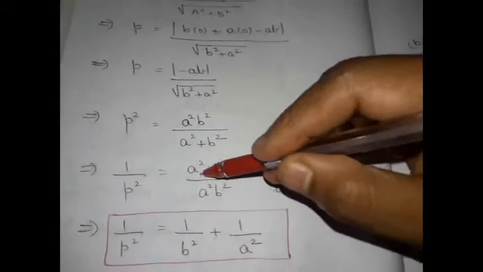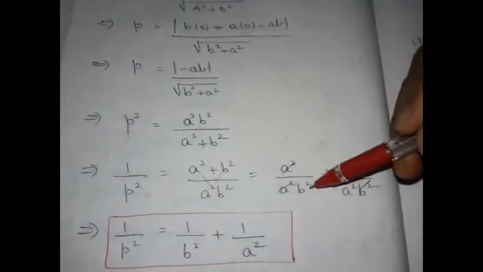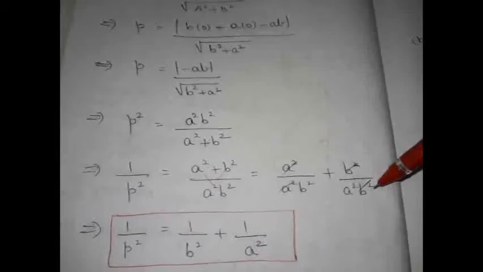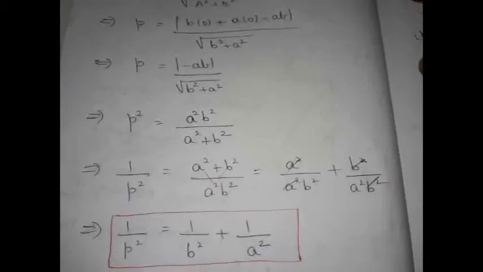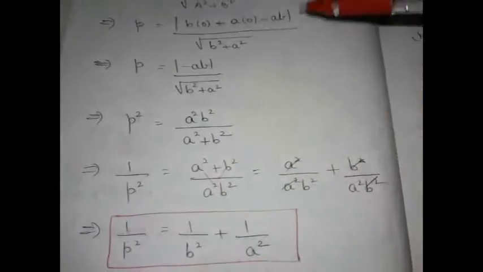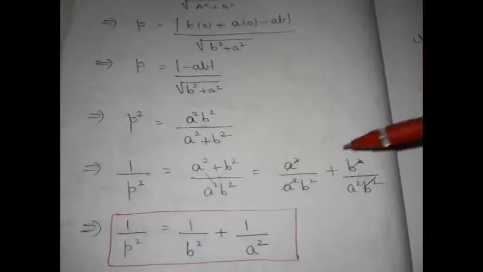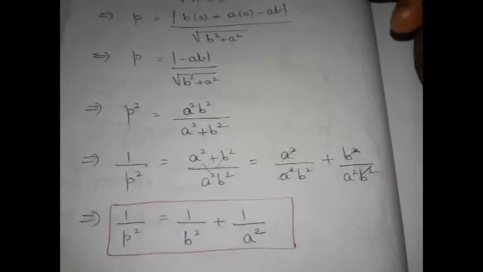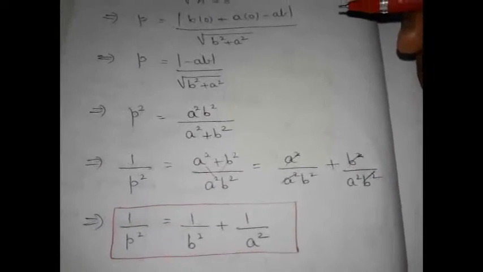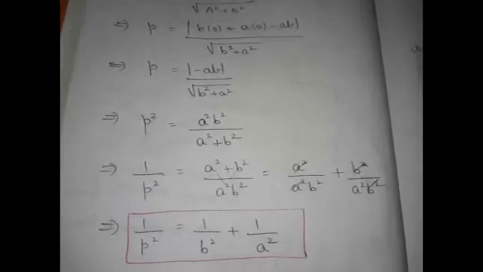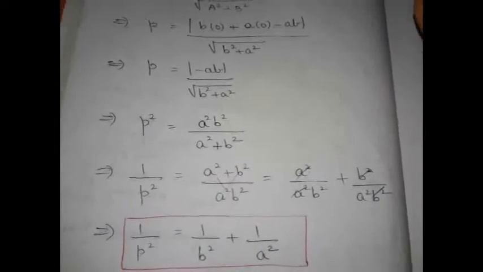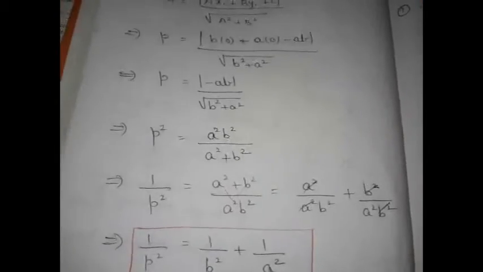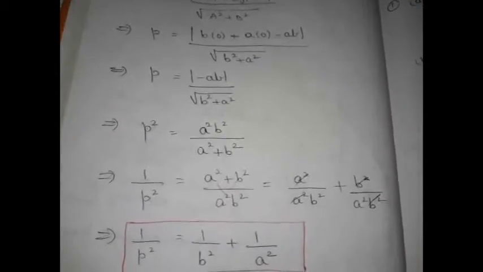Now we can split. Right? So A square by A square B square plus B square by A square B square. So A square will get cancelled here, B square will get cancelled here. So 1 by P square equals 1 by B square plus 1 by A square. Hence we proved. Hope you understood, it's very easy. So with this we completed exercise 10.3. Let us move on to the miscellaneous exercise.